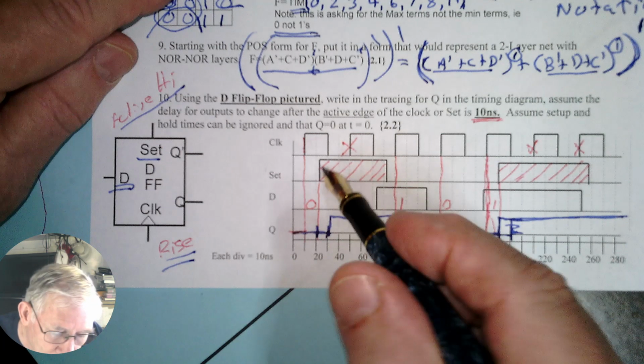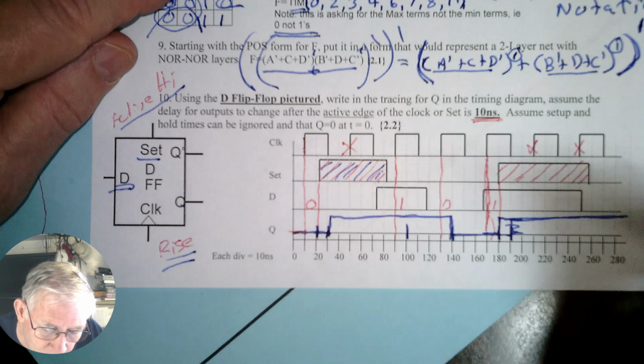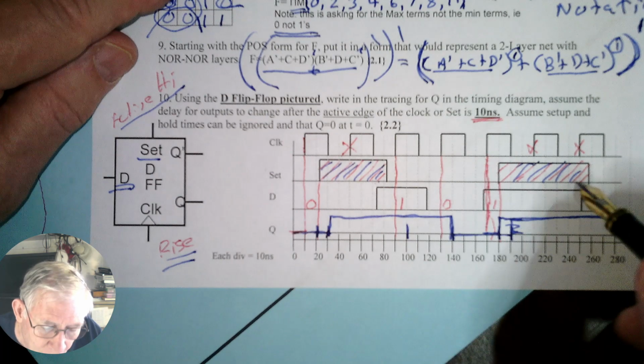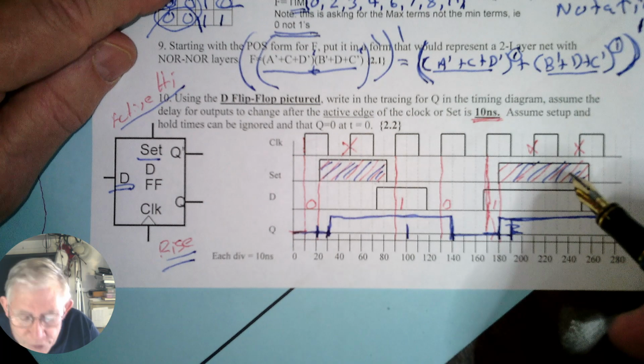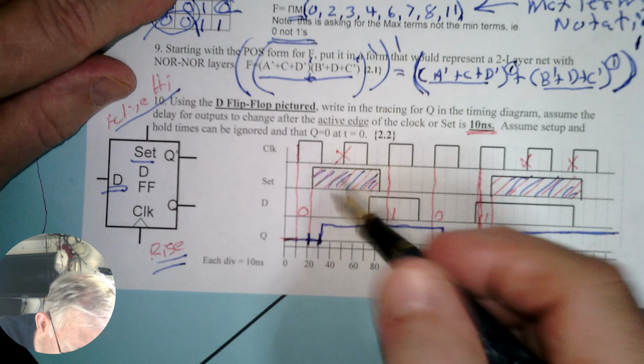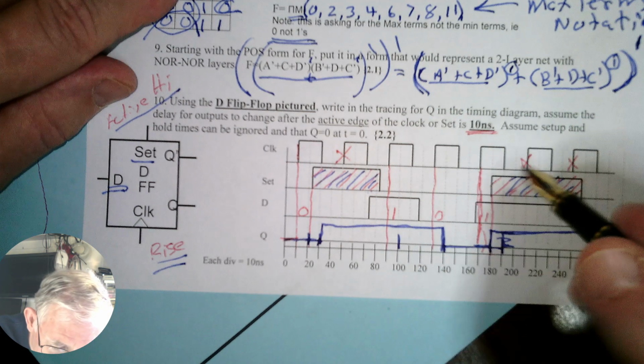So now we block in all the places where this asynchronous input is active. There and here. So there it's going to block our rising edge. Now let's look at all the rising edges. So here's the first rising edge. It's not blocked, so we draw that down. This one's blocked. This one's not blocked, not blocked, not blocked, blocked, blocked.